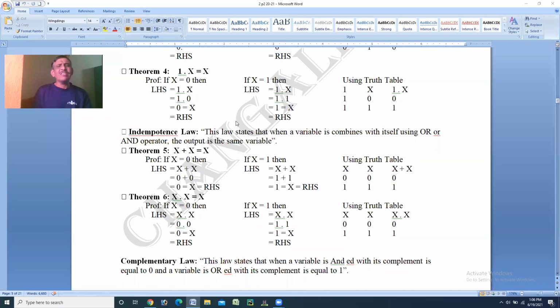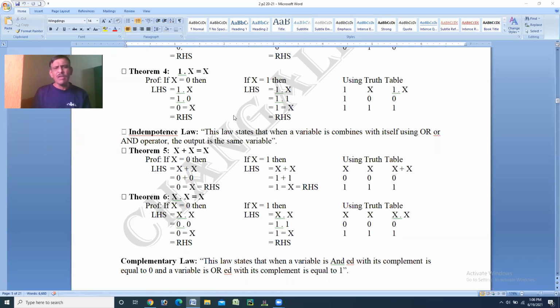So this law states that when you take a variable and perform the logical multiplication with its complement, then the result is 0. This is one case, according to the law. Then the second one: take the variable and perform the logical addition with its complemented variable, then the result is equal to 1. That is how we are studying it.